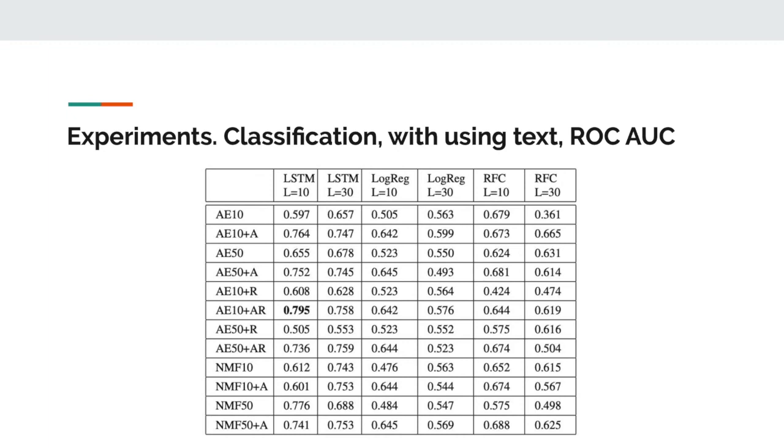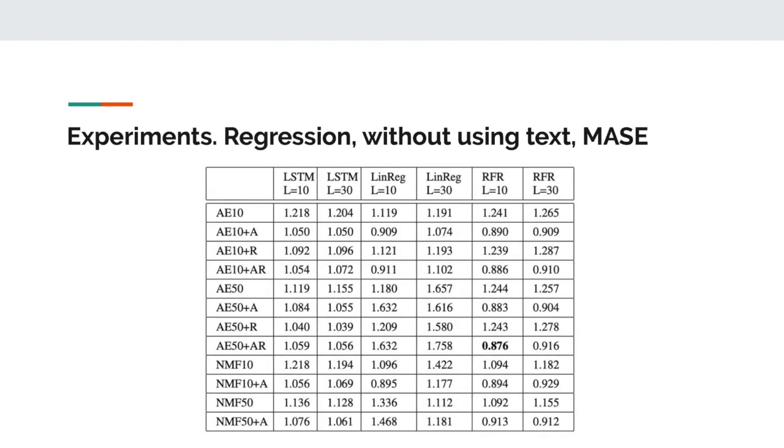Okay, moving on to the results of the regression task. Here the metric is MASE, the mean absolute scaled error, and lower is better. It's actually the mean absolute error scaled on the volatility of the time series we are forecasting. Here we can see that the best performing model is a random forest regressor, and the best way to build a latent representation is autoencoder, 50 latent topics, auxiliary features, and reconstruction error. And in the regression task, using the auxiliary features also increases the quality of the model.